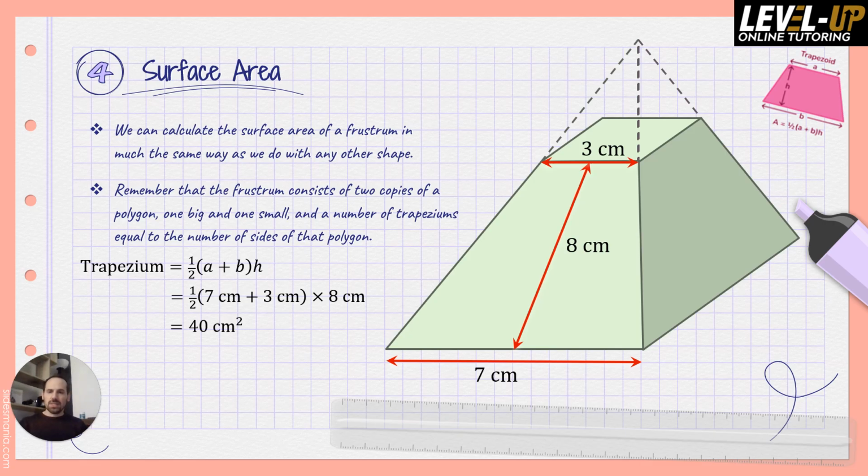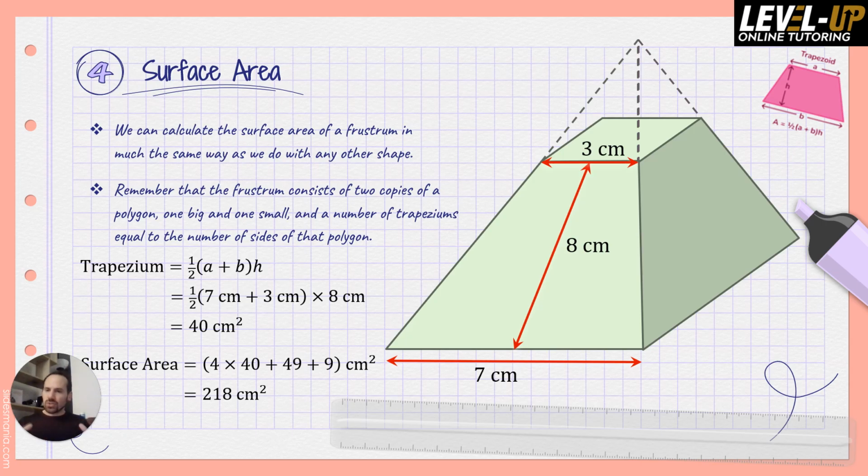And you'll find that comes to 40 centimeters squared. And the surface area, therefore, will then be this. So we've got 4 lots of that 40, so 4 times 40, because there's 4 trapeziums going around the edge. We've got the base, which is going to be 7 times 7, because it's just a square. The top, which is going to be 3 times 3, because it's also a square. So you see there, 4 lots of 40 plus 49 plus 9 gets us the full area of 218 centimeters squared. That's the full surface area of the shape.